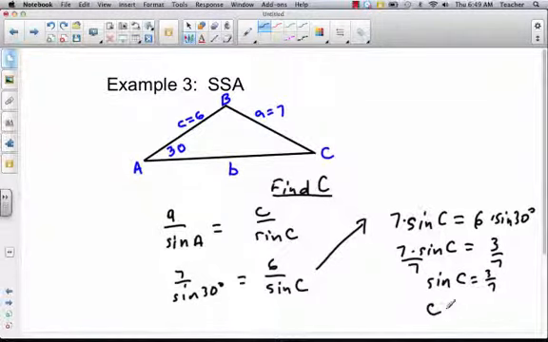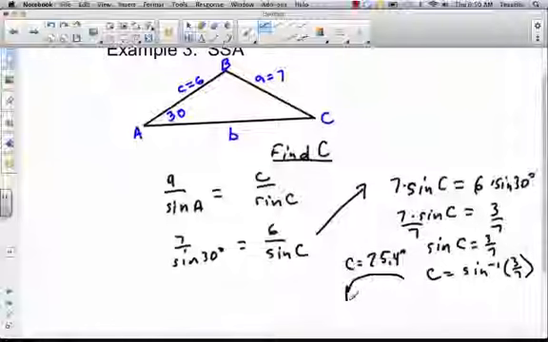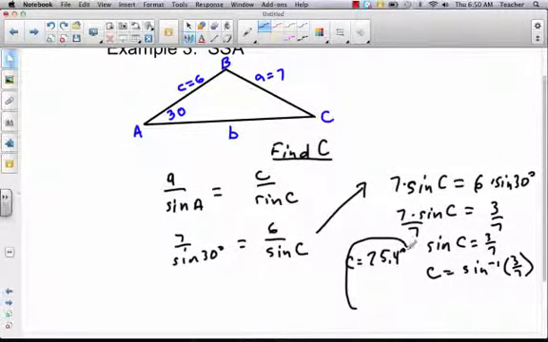So remember, if we want to find the angle, that's where we use the inverse. Inverse sine of 3/7. Okay, still in degree mode. This would turn out to be, I'll just write it over here, C is equal to 25.4 degrees. So these are a few examples that deal with our new topic of law of sines.